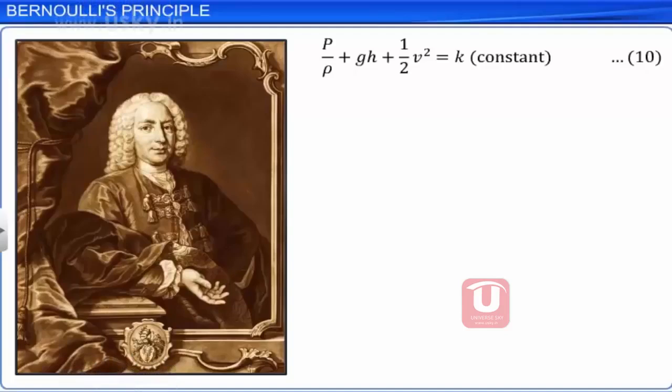We can also represent this equation as P plus ρgh plus half ρV square is a constant. Thus, in a streamlined flow of an ideal liquid, the sum of the pressure energy per unit volume, potential energy per unit volume, and kinetic energy per unit volume is always a constant at all cross-sections of the liquid.